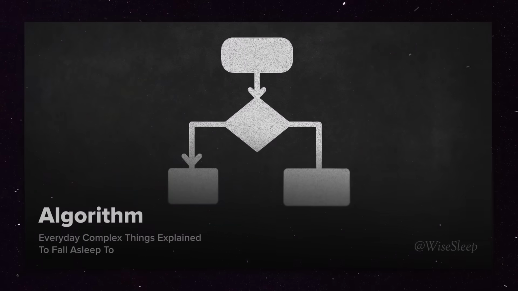smoothly. Algorithm. Every time you scroll through your favorite app or search for something online, you're interacting with an algorithm. It's a part of your digital routine, whether you notice it or not.